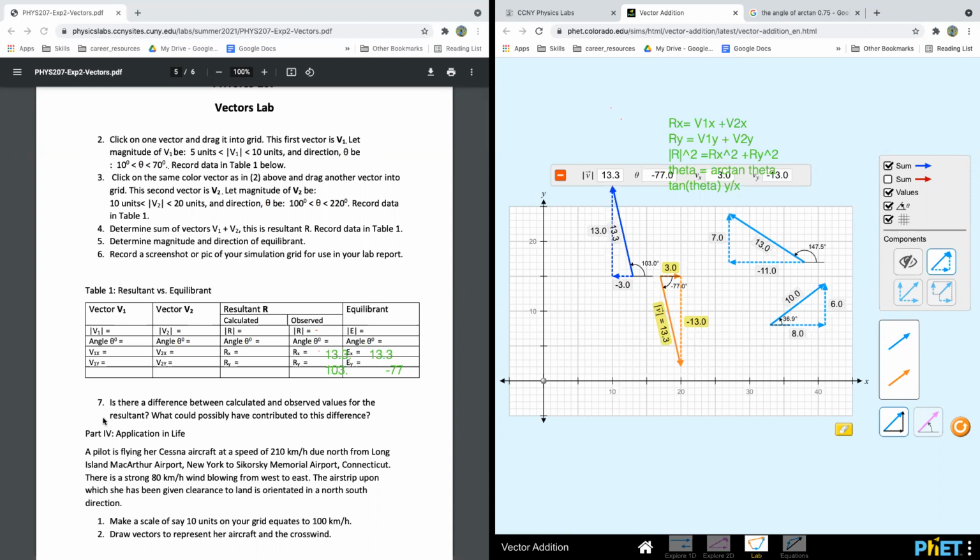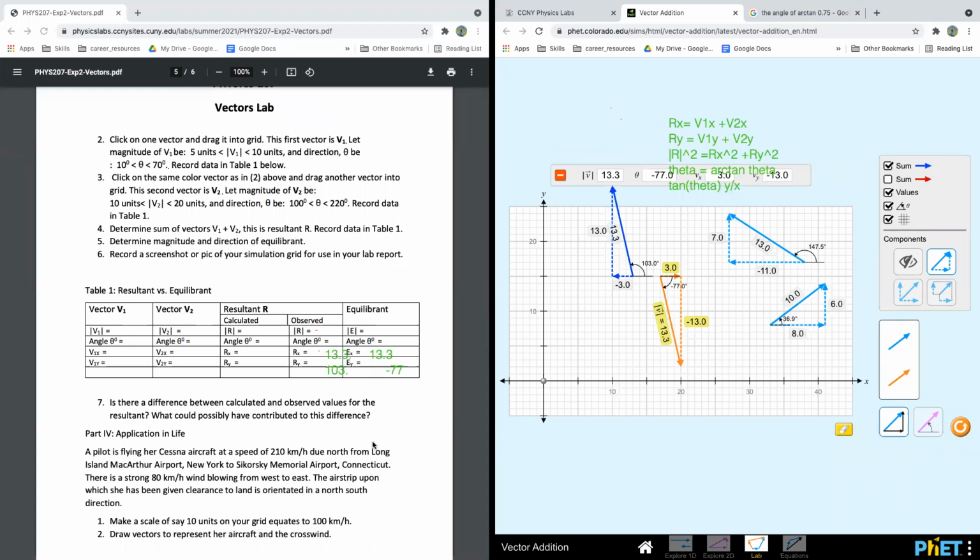Another question asks if the calculated resultant is different from the observed. Basically, the calculated one is pure math, and this is what you observed from this dark blue sum vector. You can tell me what's the difference. Sometimes they should be identical, but like what we learned from the last lecture, there are always some errors you cannot avoid. It really depends on the person who does the measurements.